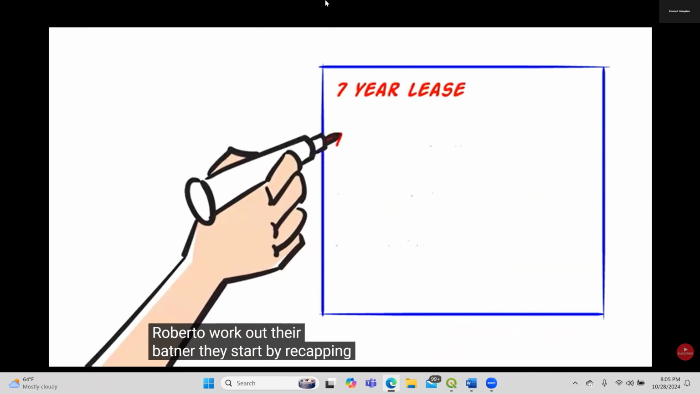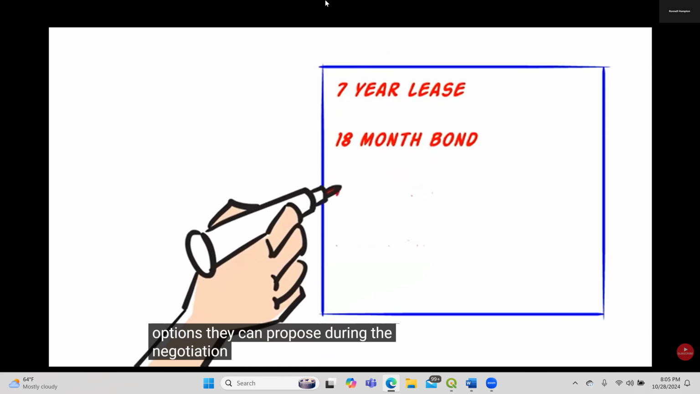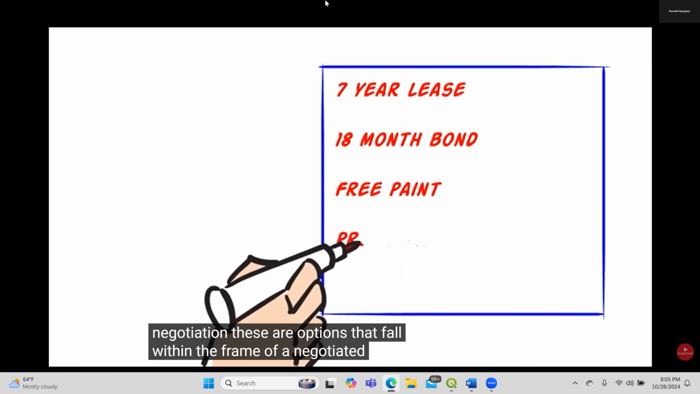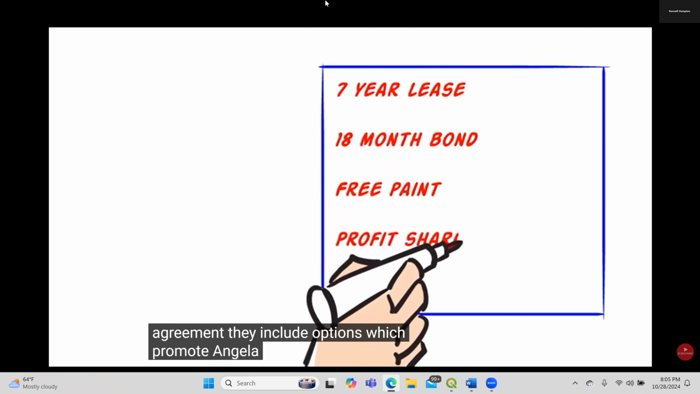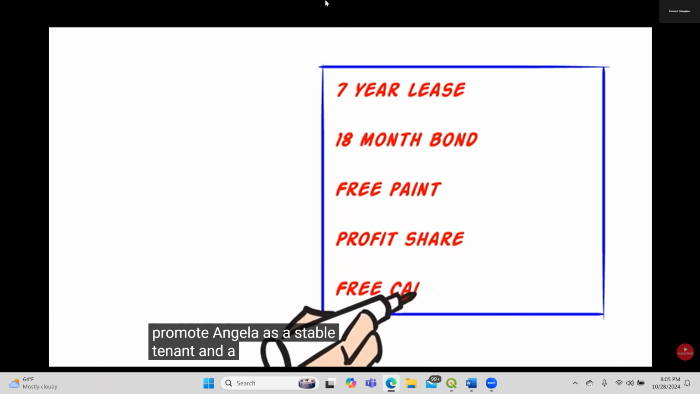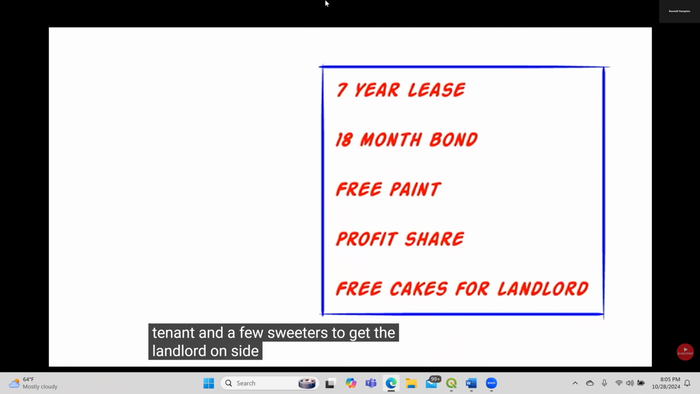Here's how Angie and Roberto work out their BATNA. They start by recapping all the options they can propose during the negotiation. These are options that fall within the frame of a negotiated agreement. They include options which promote Angie as a stable tenant and a few sweeteners to get the landlord on side.